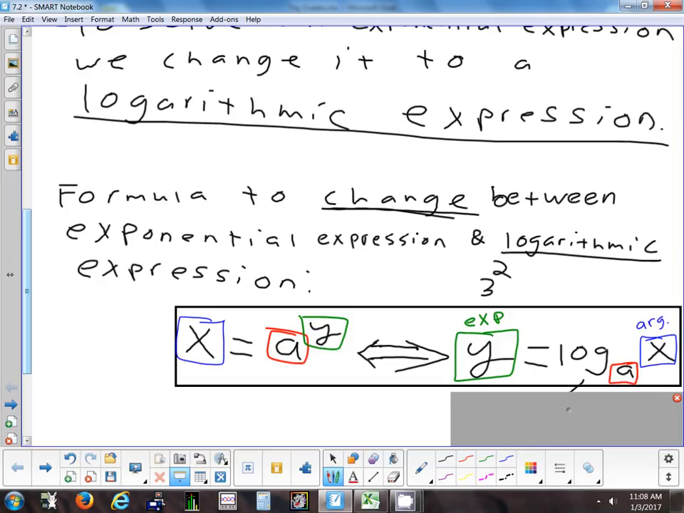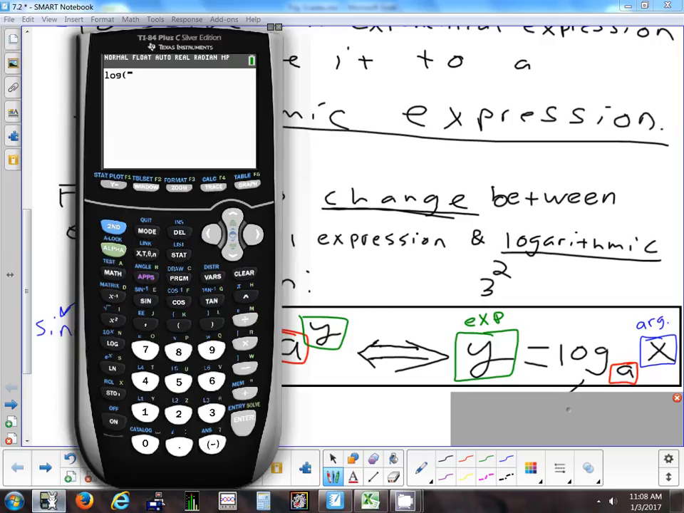Okay, we've seen arguments before, like if you take the sine of 10 degrees, 10 is the argument. It's just the thing that you're plugging into the sine function. You could type in log of 10. It's not degrees. We're not working with angles at all. But 10 is the thing that I just took the log of. So that's called the argument.